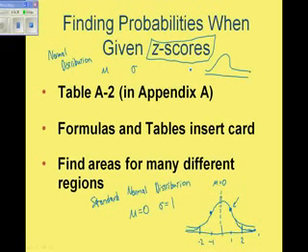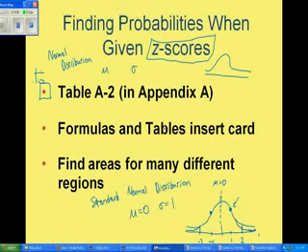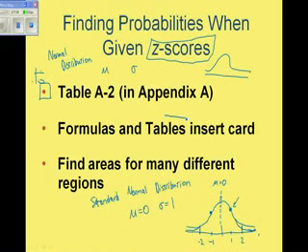So it says finding probabilities when given z-scores. How do you do it? And there are a lot of different ways you can do it. There's a table in the book, in Appendix A, that you can look up on the edges. You look up the z-score here and here, and then you look in here and you'll see a percentage. And the percentage is the area under the curve. If you decide to use the table, you will see a picture of a normal distribution.